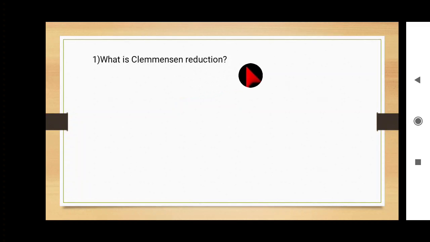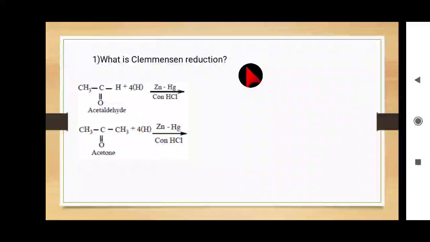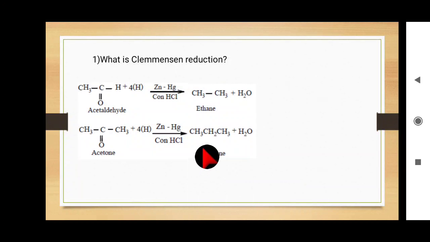Let us see the equation. Acetaldehyde, and a ketone, for example acetone. Reduction takes place when we add zinc amalgam, zinc mercury, and concentrated hydrochloric acid. So what are the products? Hydrocarbons. Acetaldehyde turns to ethane and acetone turns to propane, with water.